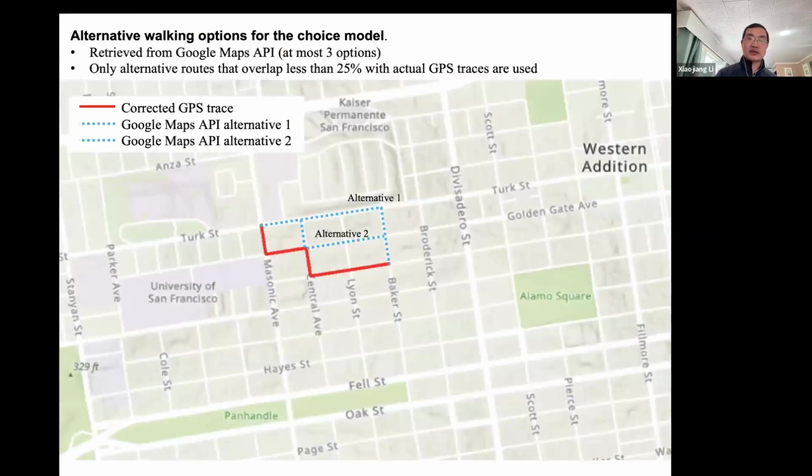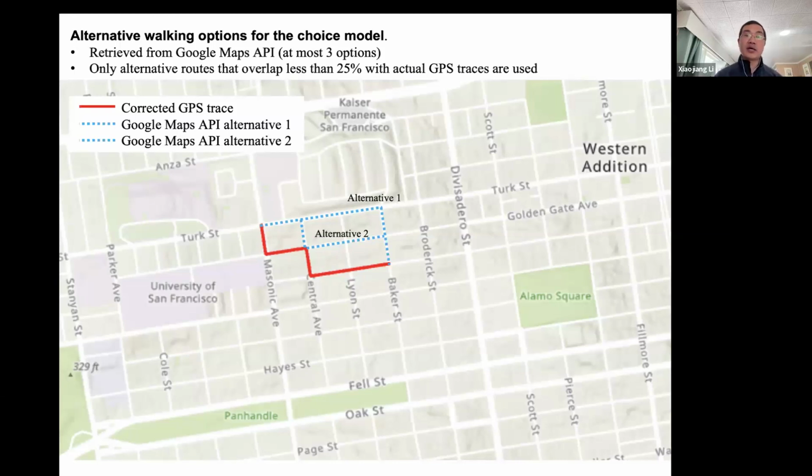And we also consider alternative routes. For example, if you use Google Maps, you may find it usually gives you three options. We also use those as alternative routes and check what people actually choose, and what the difference is between the theoretical route and the actual route.